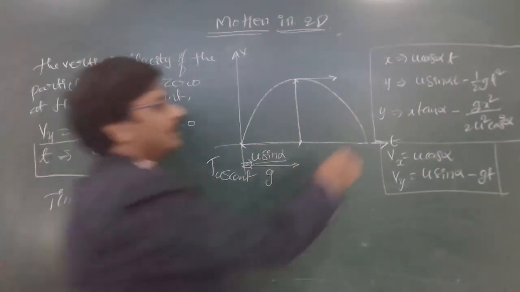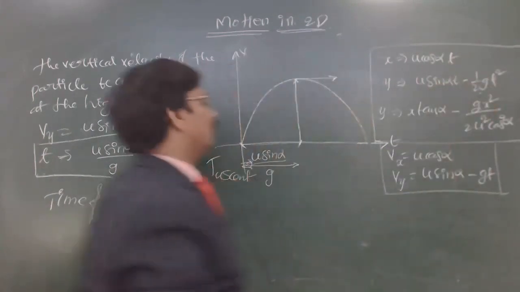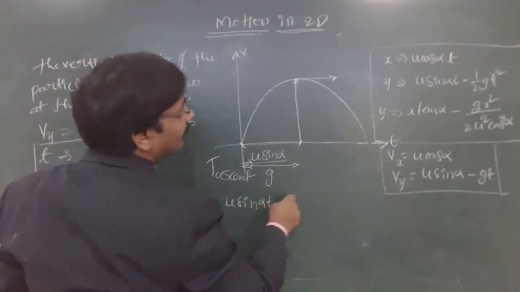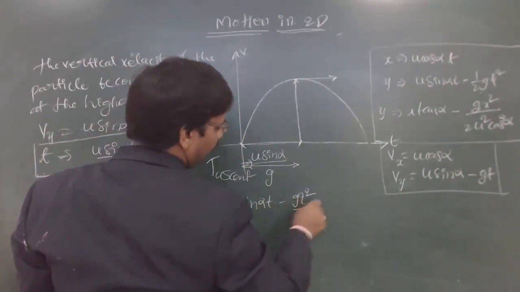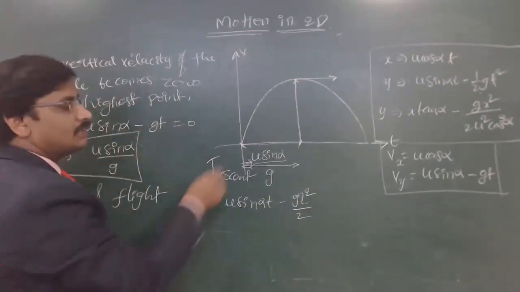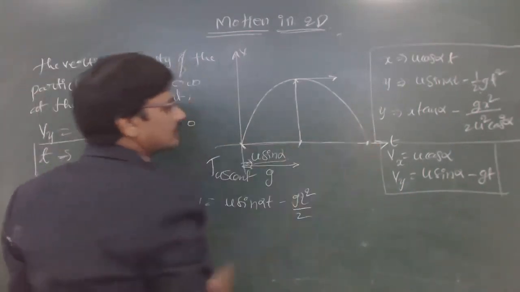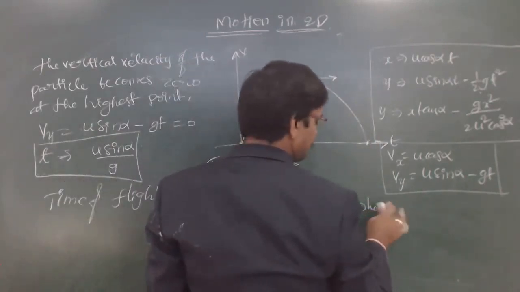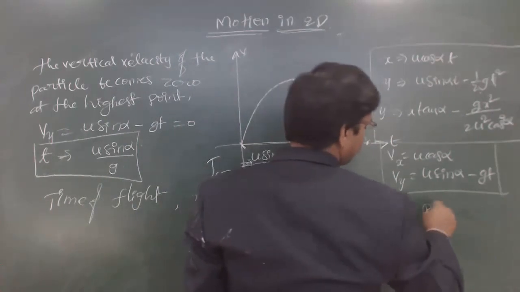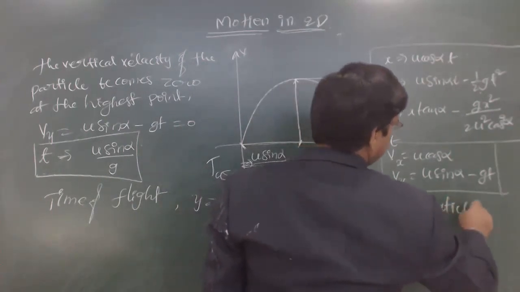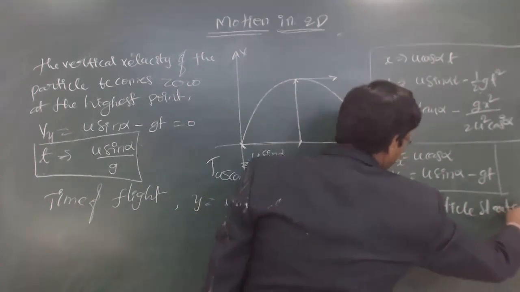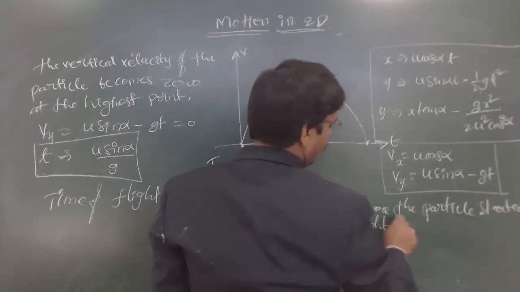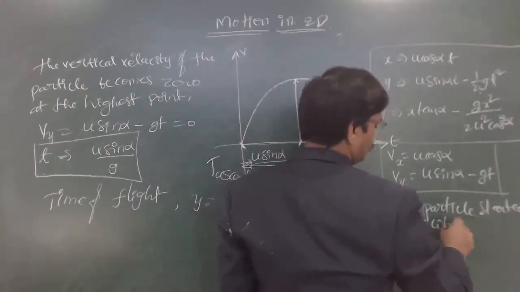So if you take the y location of the particle, it is nothing but y equal to u sin alpha into t minus gt square by 2. And this y value is 0 at two different locations. So this is equal to 0 where the particle started its flight and where it dropped onto the ground.